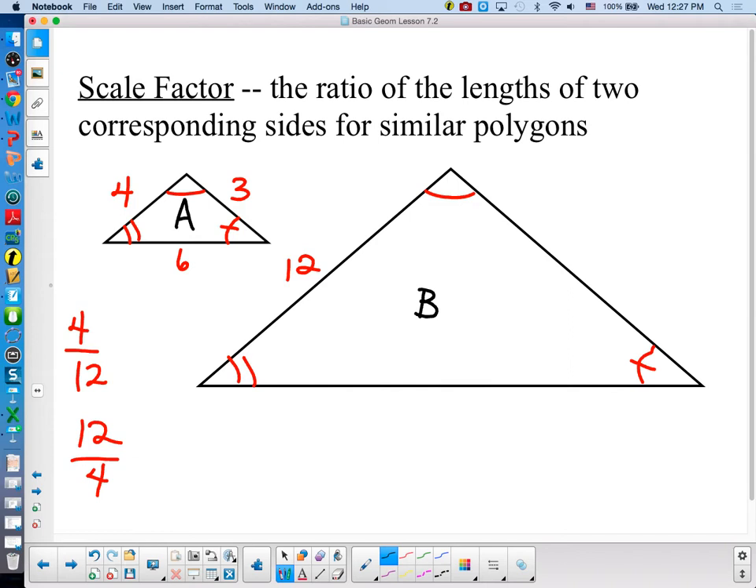Now, you could reduce these. What's that reduced to be? 1/3? And this one could be 3 to 1. So let's always try and reduce the scale factors. Sometimes you won't be able to, but try to reduce. So I didn't even need all the sides of B. I just needed the correct one to match with the small triangle. So that's this idea of a scale factor.